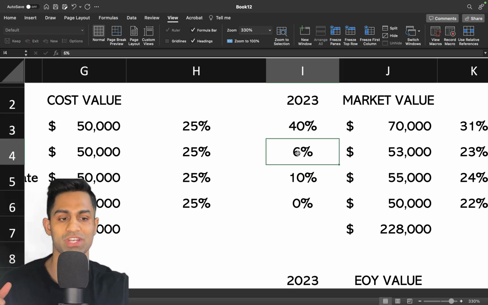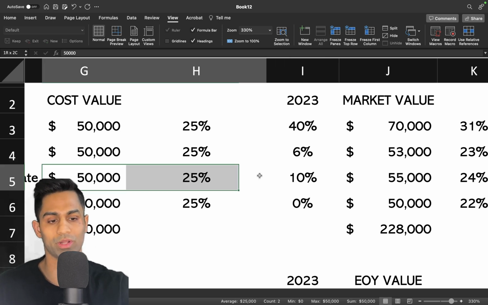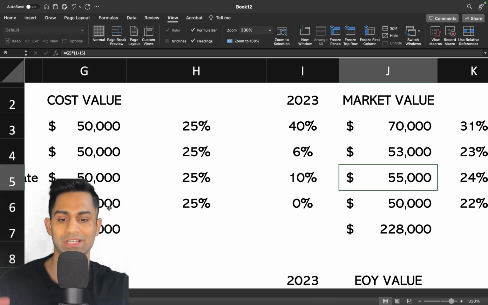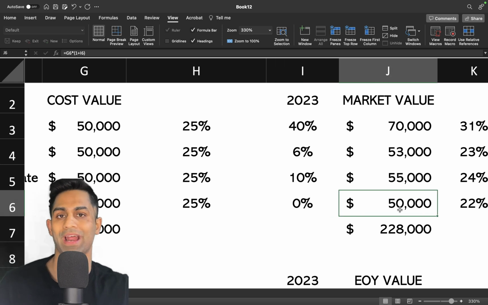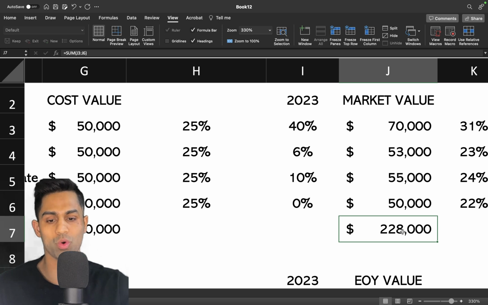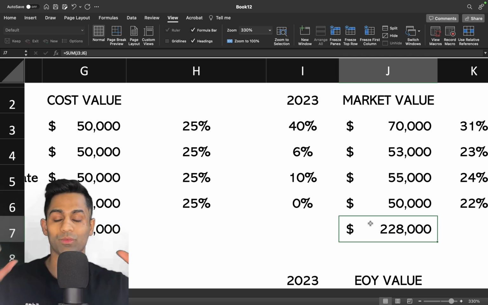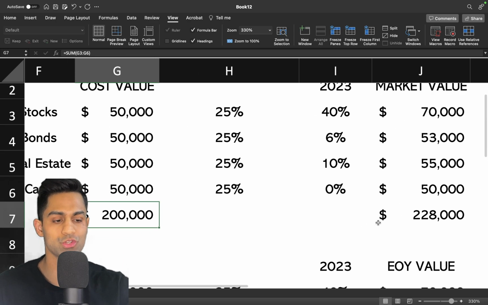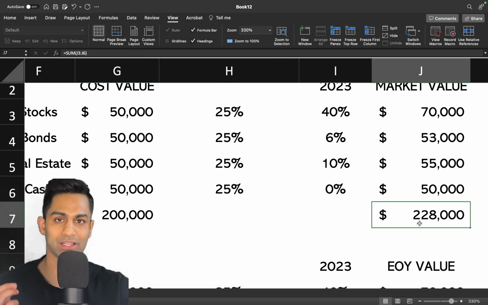$50,000 in bonds, 6% gain is going to be $53,000. Real estate, 10% gain, $55,000. In cash, no gain, is going to stay put at $50,000. So now the total of this market value ends up at $228,000. So the portfolio has grown, right? It's grown from $200,000 to over $228,000.